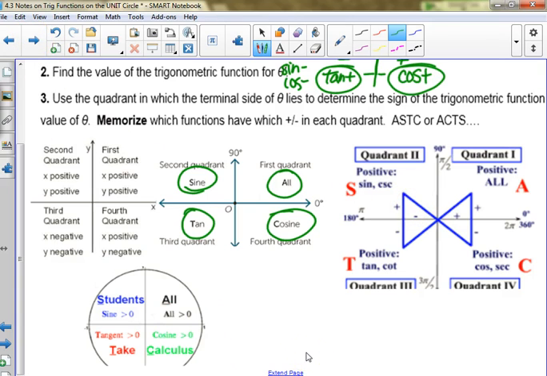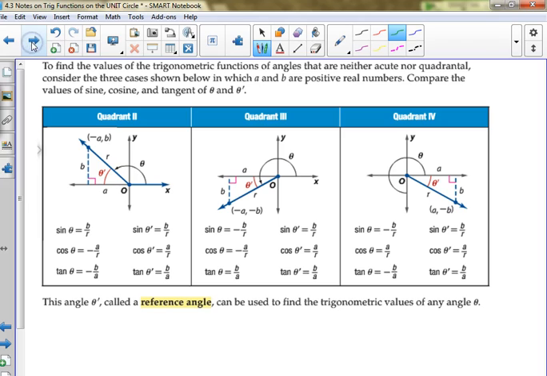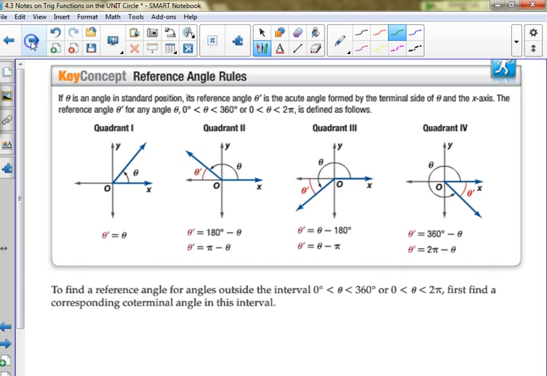But what do those letters stand for again? It doesn't do you any good if you don't know what it stands for. What does the S in quadrant 2 stand for? Sine is the only one that's positive, and its reciprocal, which would be cosecant. Do you get it? Everybody okay? All right. So we covered reference angles. This is how to find them.